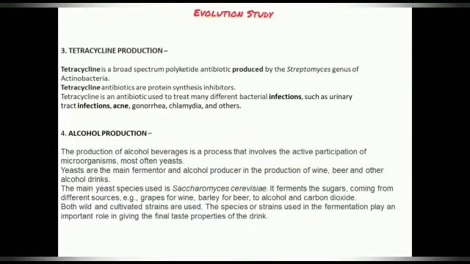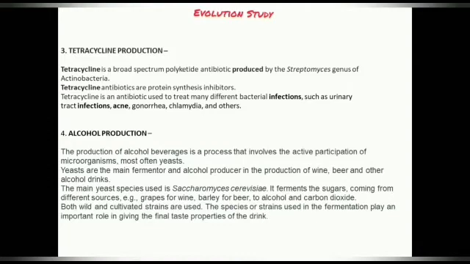Tetracycline production. Tetracycline is a broad-spectrum polypeptide antibiotic produced by the Streptomyces genus of the Actinobacteria. Tetracycline antibiotics are protein synthesis inhibitors. Tetracycline is an antibiotic used to treat many different bacterial infections such as urinary tract infections, acne, gonorrhea, chlamydia, and others.